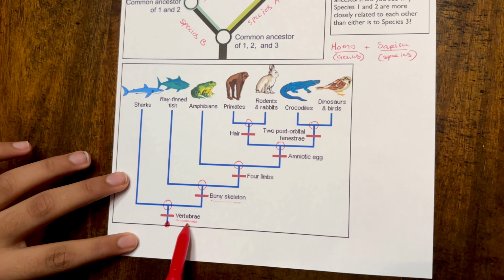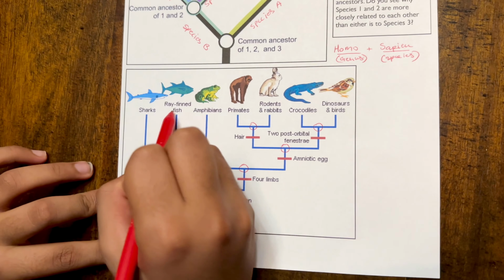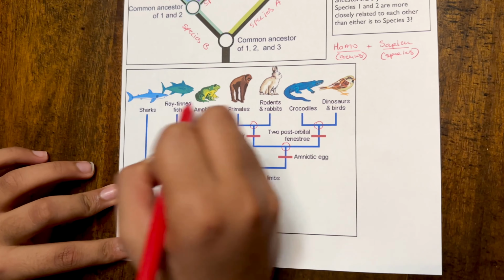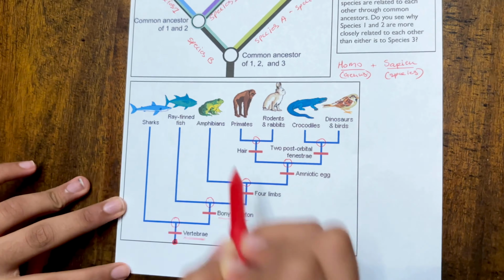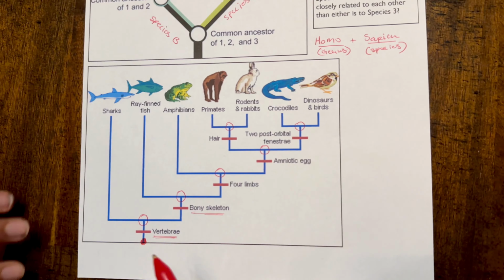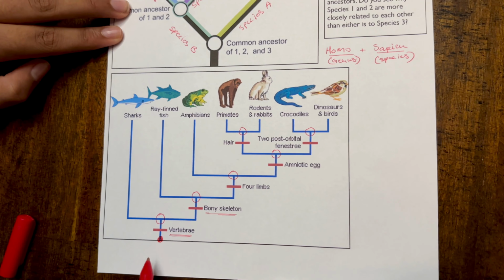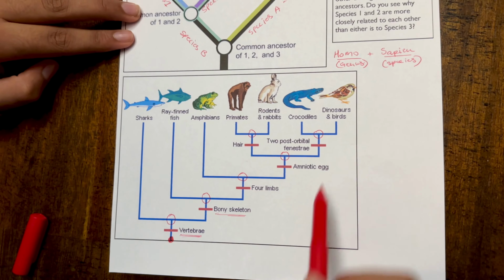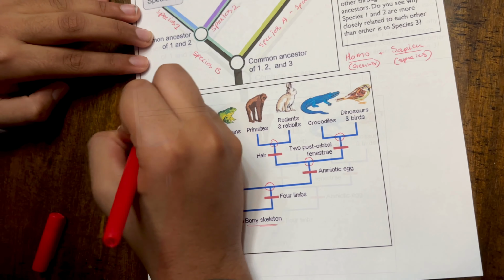Let's see, vertebrate. All of these animals are vertebrates, and we see a bony skeleton from the ray-finned fish to these birds and dinosaurs over here. All of them have a bony skeleton. But sharks don't have a bony skeleton. They have cartilage. Hence, they're not under this entire section. We can also interpret that sharks are the closest to this common ancestor than any other organism in this entire place. So we could infer that this is closest.